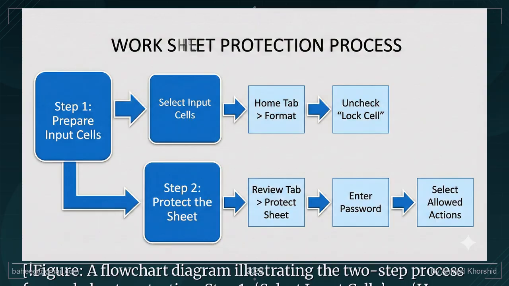Controlling the structure: protecting workbooks. Figure: a flowchart diagram illustrating the two-step process for worksheet protection. Step 1, select input cells: Home tab, Format, uncheck Lock Cell. Step 2, Review tab, Protect Sheet, enter password, select allowed actions. The flow should be simple, clear, and easy to follow.